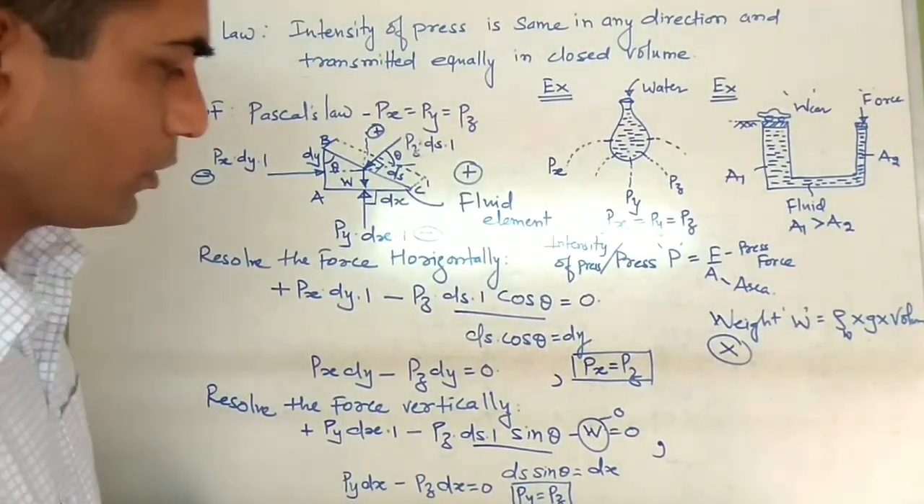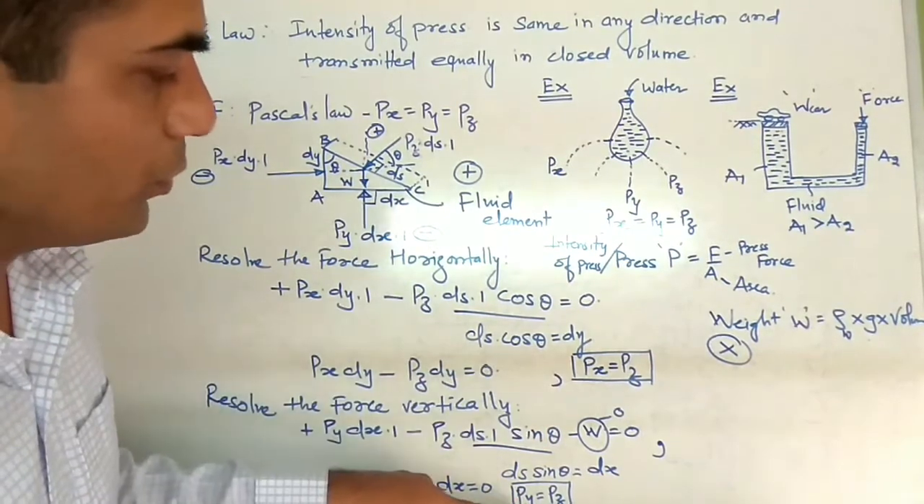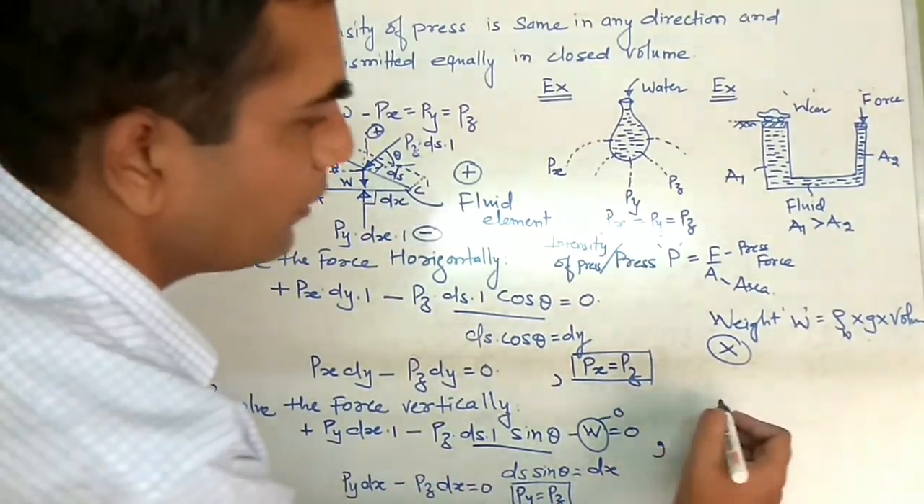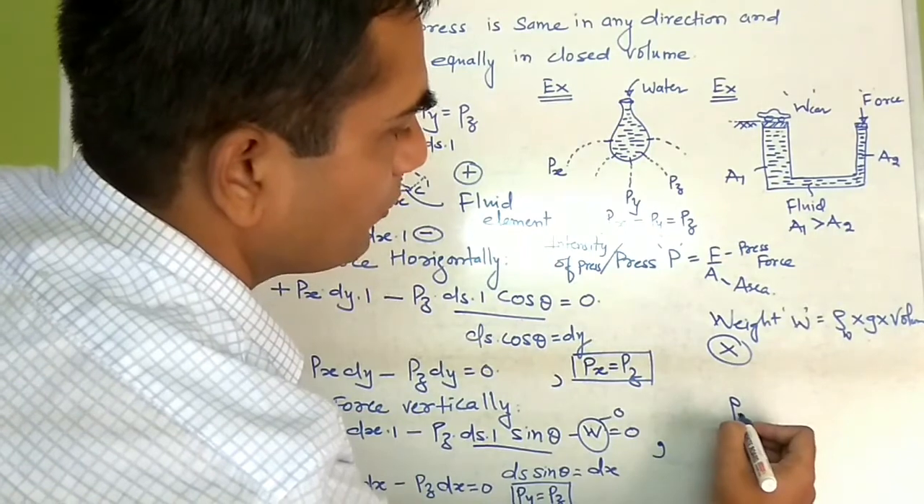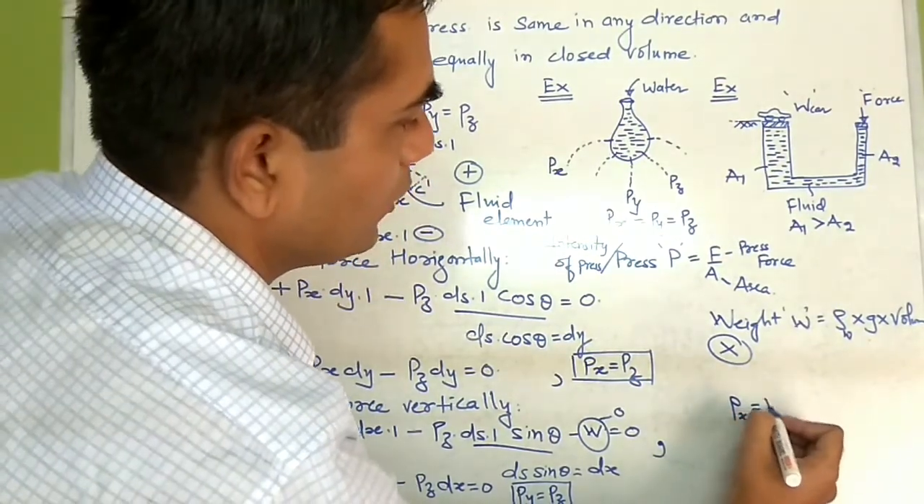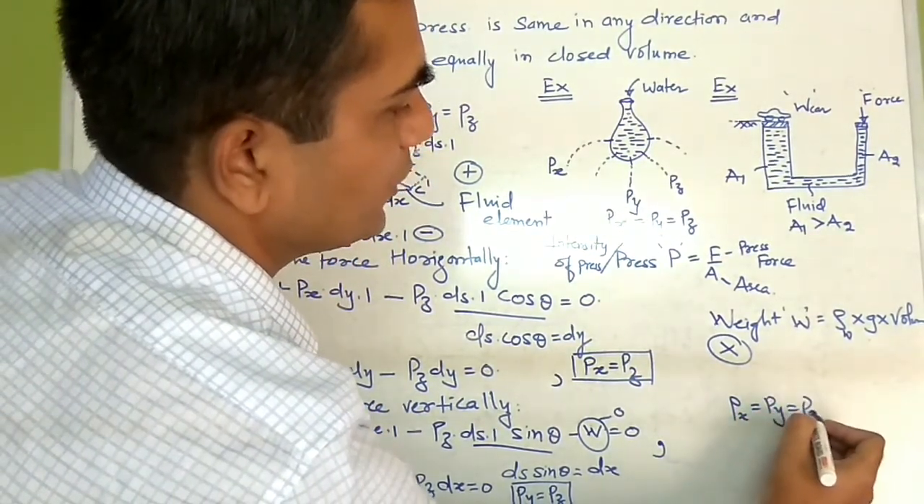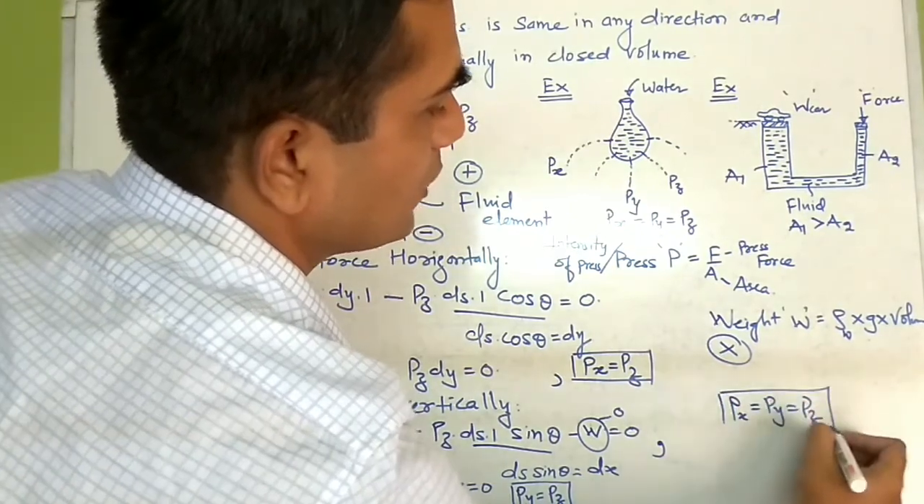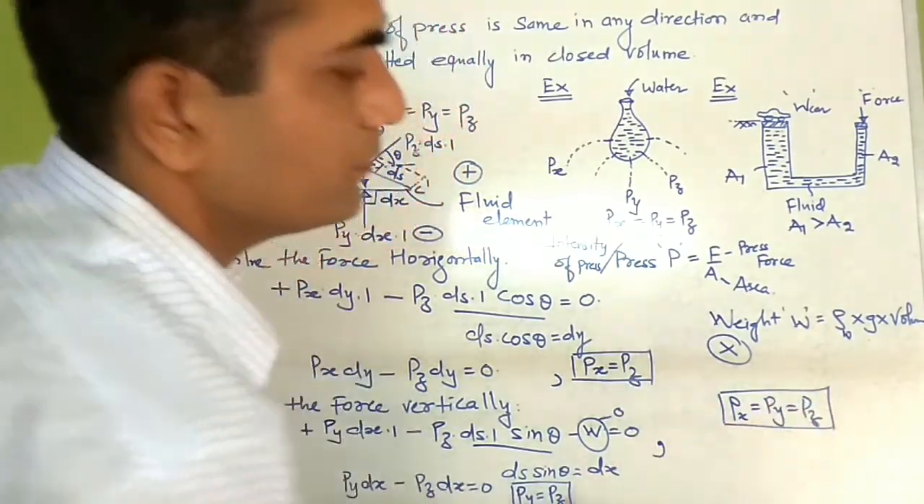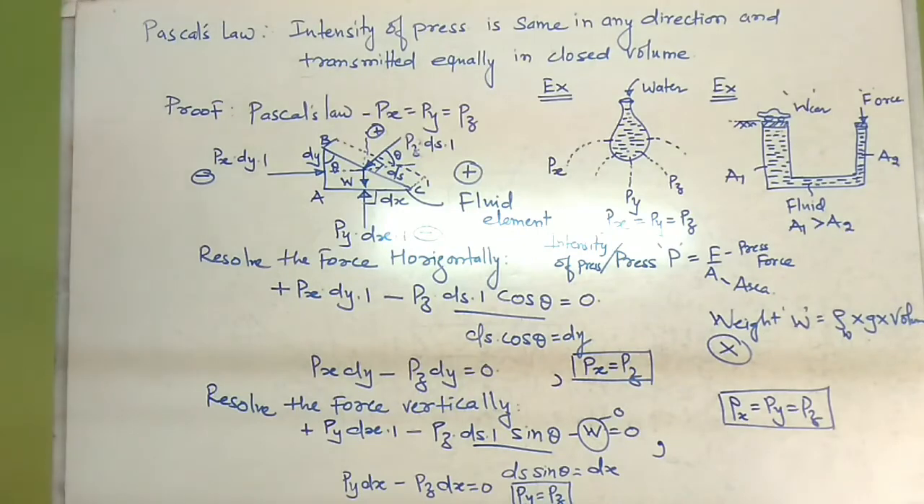So from this Px is equal to Pz and Py equal to Pz, we may conclude Px is equal to Py is equal to Pz, that is our Pascal's law. Thank you.